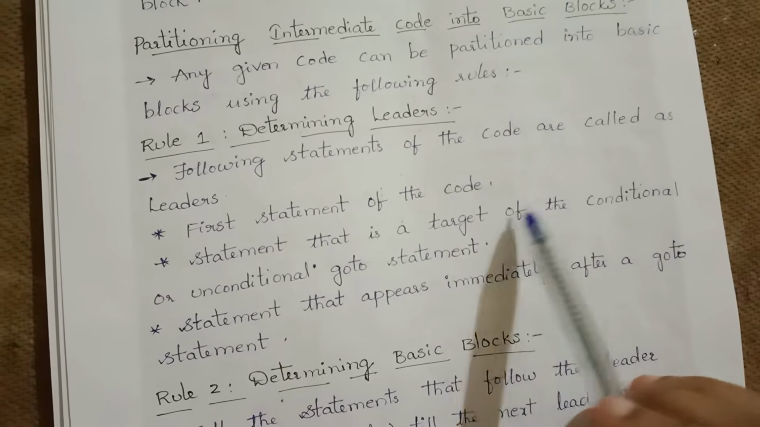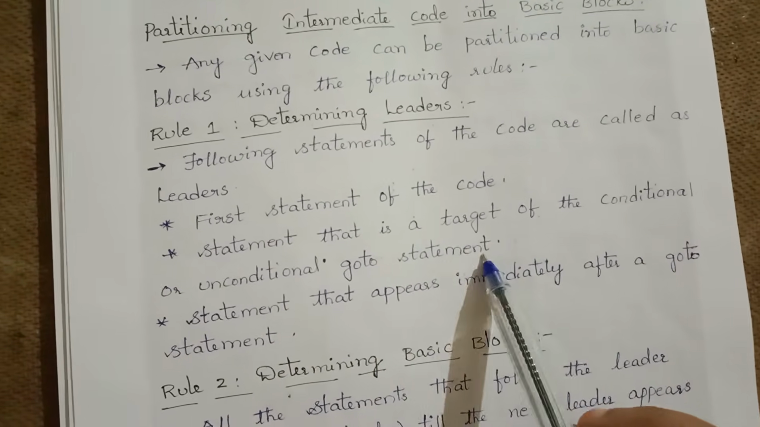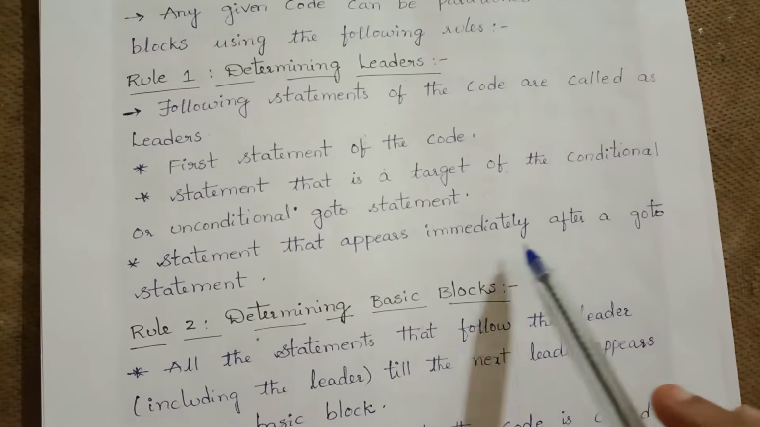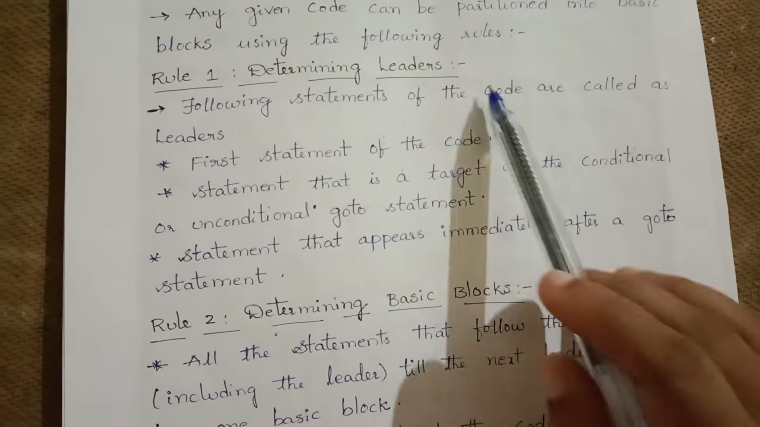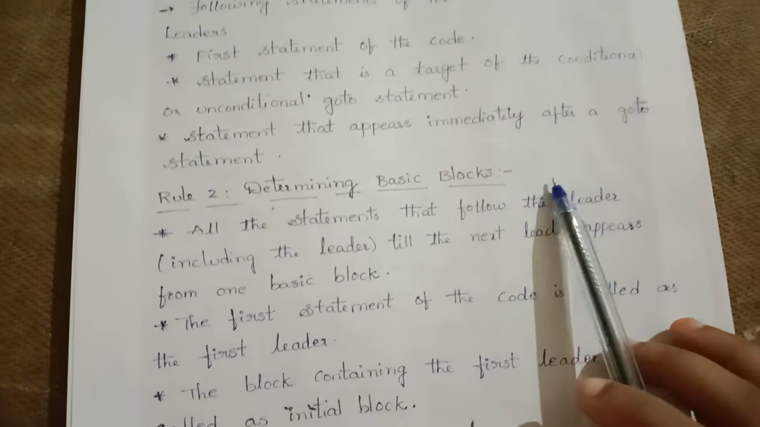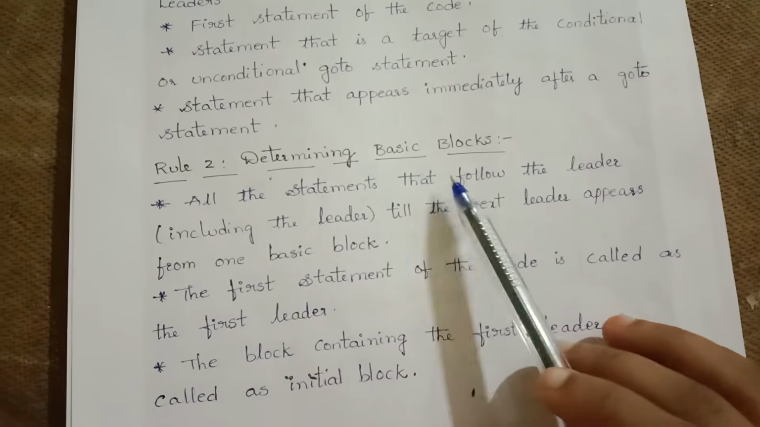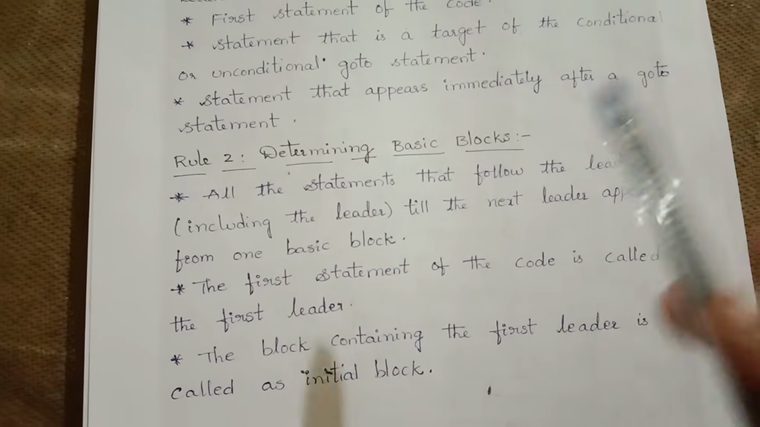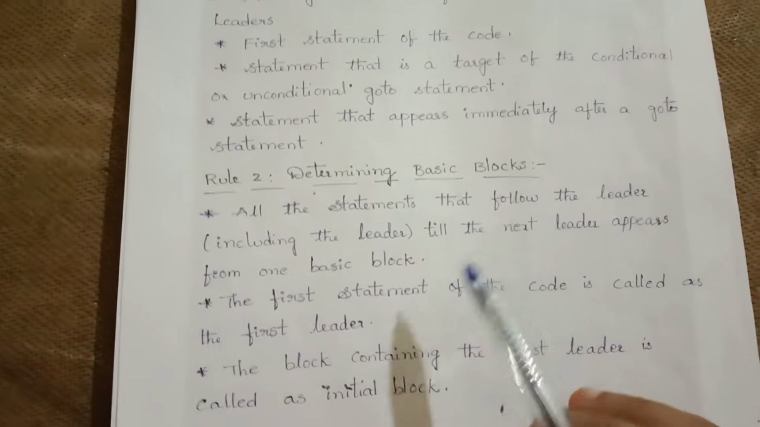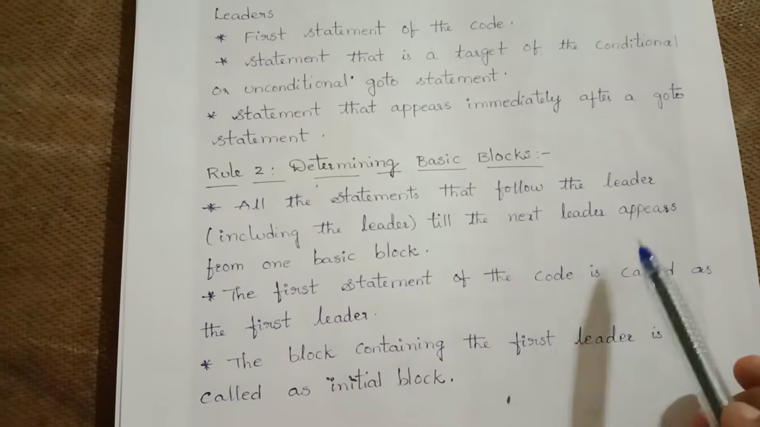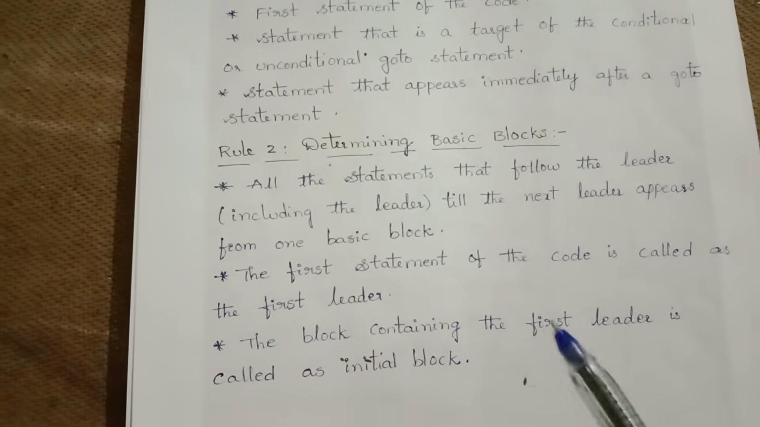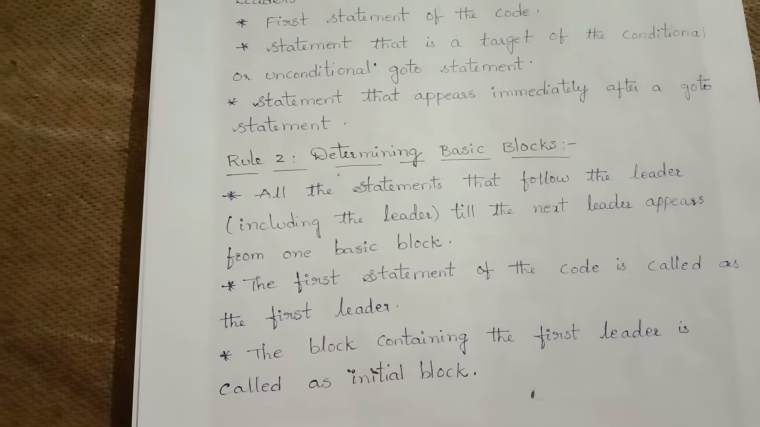A statement that is the target of a conditional or unconditional go-to statement is also called a leader. A statement that appears immediately after a go-to statement is also a leader. So these all should be written here. The next rule is determining the basic blocks. All the statements that follow the leader, including the leader, till the next leader appears form one basic block. The first statement of the code is called the first leader. The block containing the first leader is called the initial block.